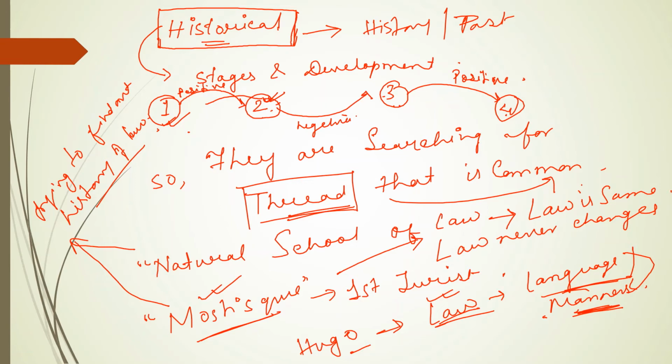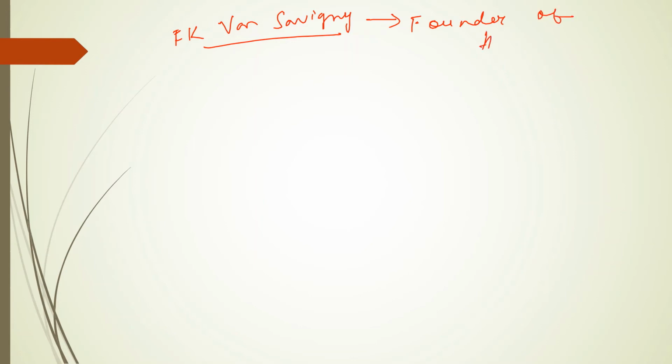Now we are going to read about another person, that is von Savigny. We call him F.K. von Savigny. He has written a lot of books. Got it? Von Savigny is a person who is known as the founder of the historical school. Just now we have read about the historical school.